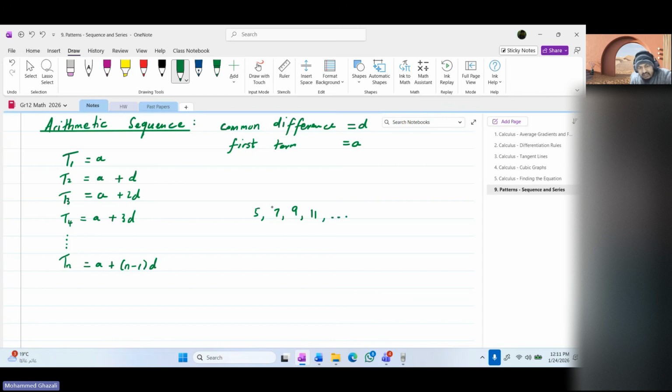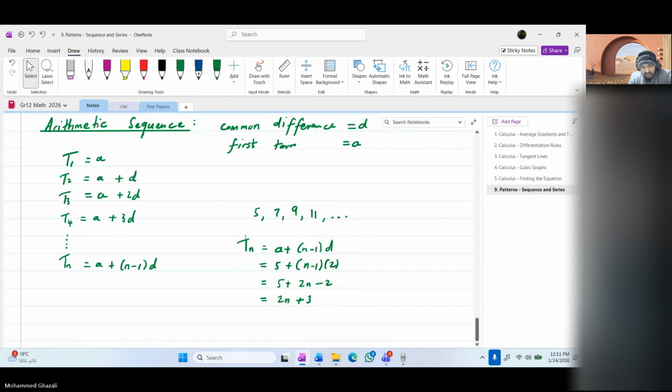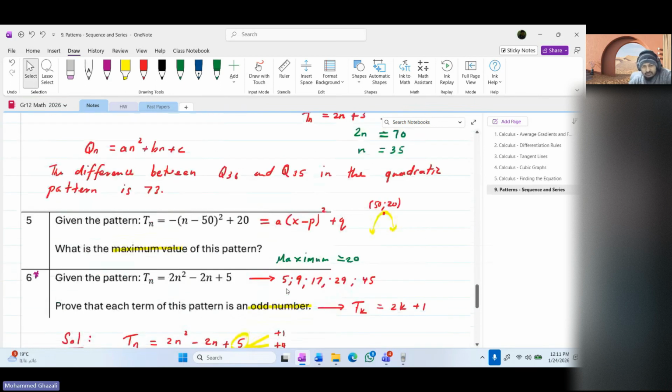Now, if I want to find the general term of this, I'm just going to use this formula A plus (N minus 1)D. A is 5, plus (N minus 1). What is D? Common difference is 7 minus 5, which is 2. You have to put it in brackets because sometimes you can get a negative. So 5 plus 2 times N is 2N minus 2. So we will get 2N, and 5 minus 2 is plus 3. So 2N plus 3. And that's how we use this formula.